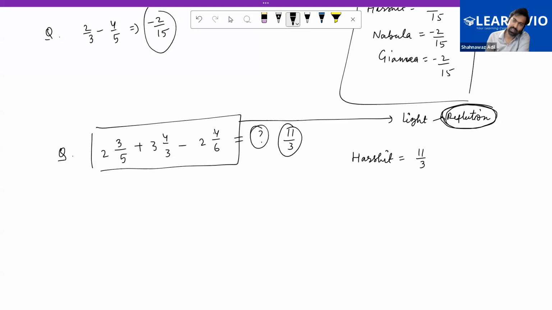So these kinds of calculations we will need in light, and specifically in this topic, reflection by spherical mirrors. You will see some formula, the mirror formula, and in there you will see this thing, right?